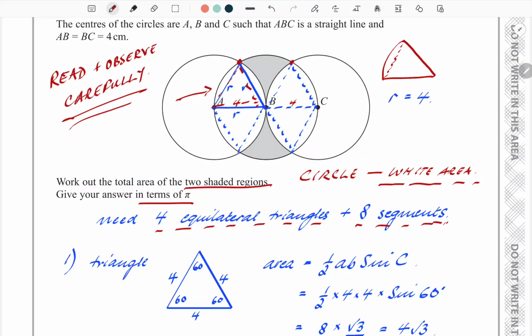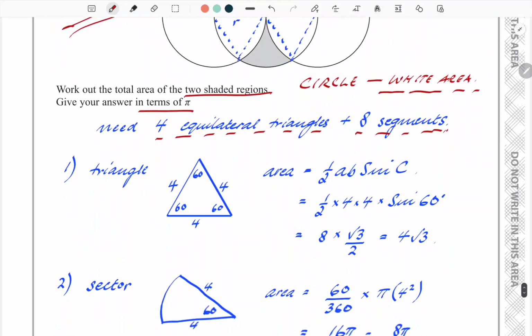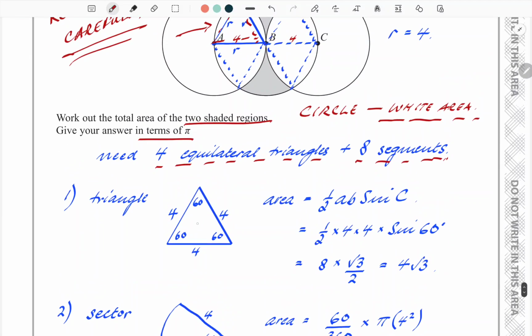Okay, so if I find the area of one of those triangles and the area of a segment, then I take 4 of one, 8 of the other, and add that all up, whatever it is, take it away from the full circle, and it gives me the shaded regions. All right, so that basically is the method in a nutshell. So first of all, in the triangle, we know it's an equilateral, so 60 degrees and all the sides are 4.